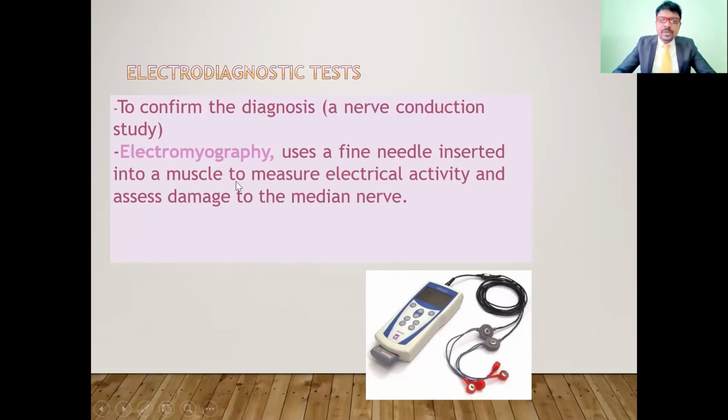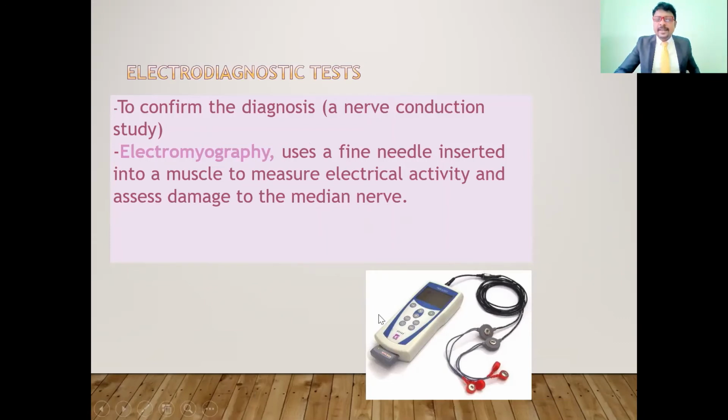For electromyography, fine needles are inserted into the muscles to measure the electrical activity and also assess the damage of the median nerve. For example, the thenar muscles are supplied by the median nerve. If we insert the electromyography needles into these muscles, we can find how the muscles are acting. If there is a nerve injury, the muscular activity is going to be decreased. Then we can easily understand how much injury is there in the median nerve.